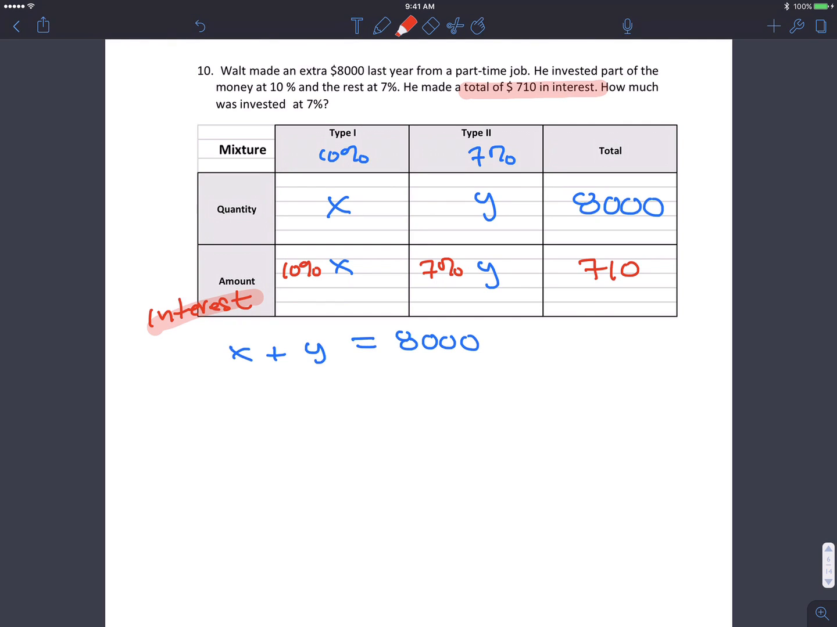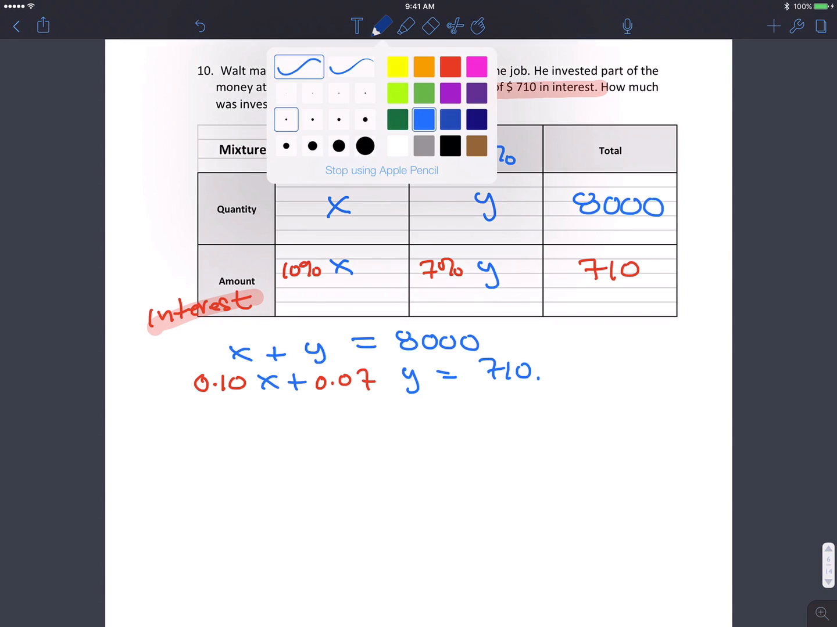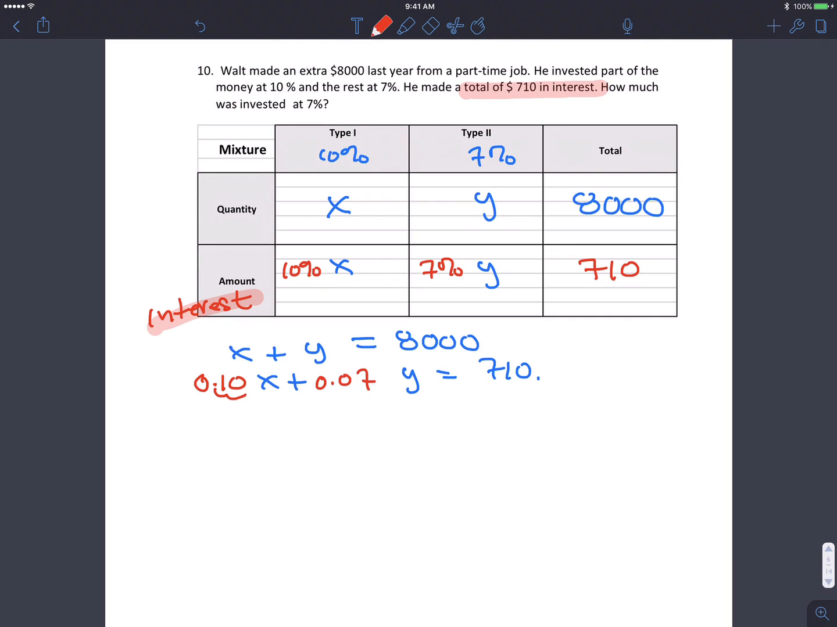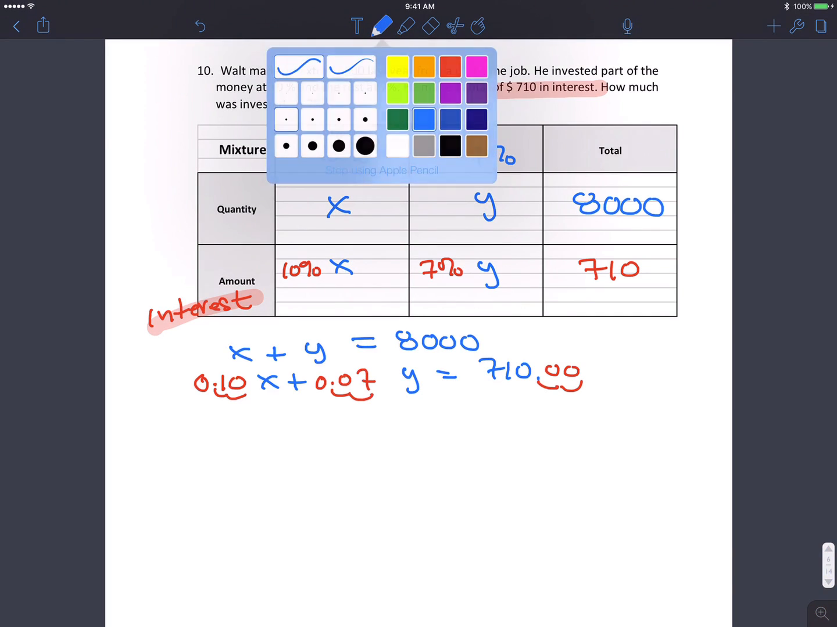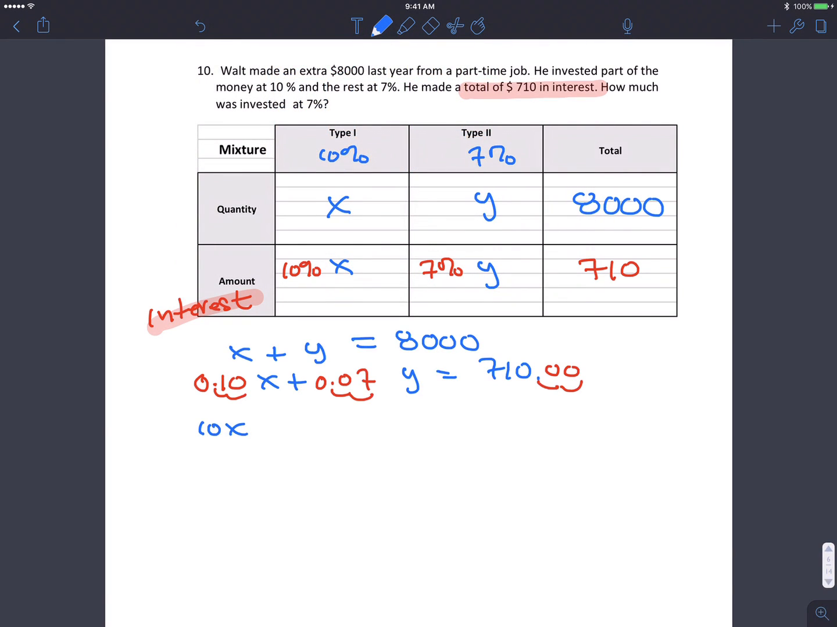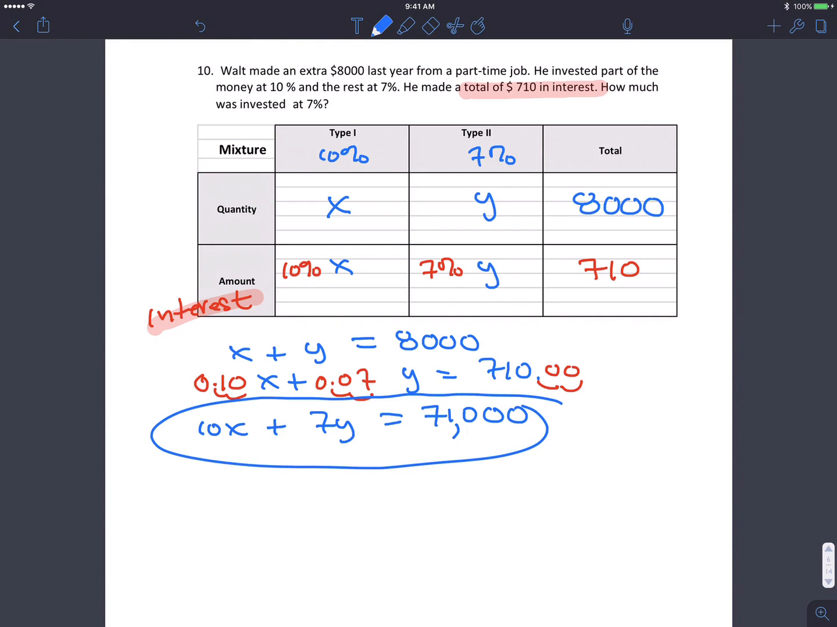Now 10% is really 0.10. So I'll write this as 0.10 times X plus 0.07 times Y, better be 710. Now moving my decimal like I did before, because I have these decimals, 2 spaces to get nice whole numbers. These are blank, so put zeros. My second equation becomes 10X plus 7Y equal to 71,000. Here's my second equation.